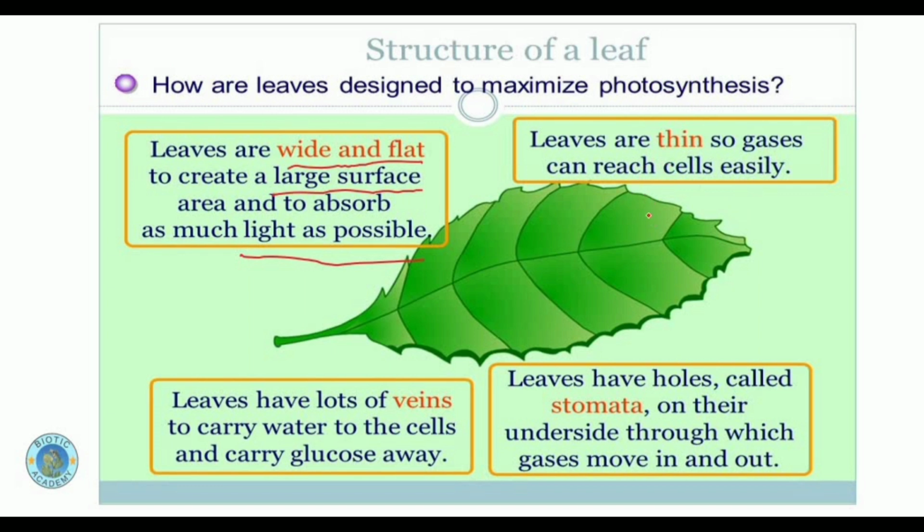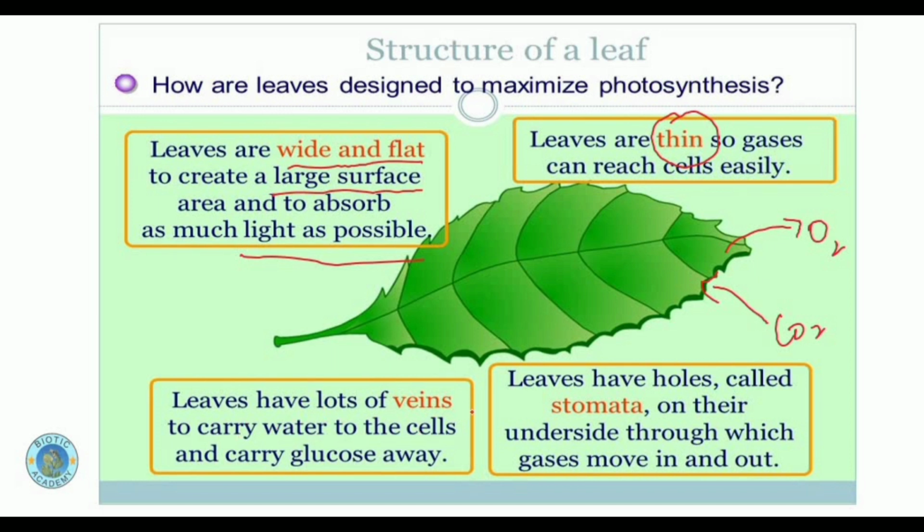The second one is that the leaves are thin, so the gases can diffuse in easily. Like the plant absorbs carbon dioxide for the process of photosynthesis and gives off oxygen. So if the leaves were thick, it would be difficult for the gases to diffuse across. So leaves are thin, which makes them capable of performing the process of photosynthesis easily by the exchange of gases with the surroundings.